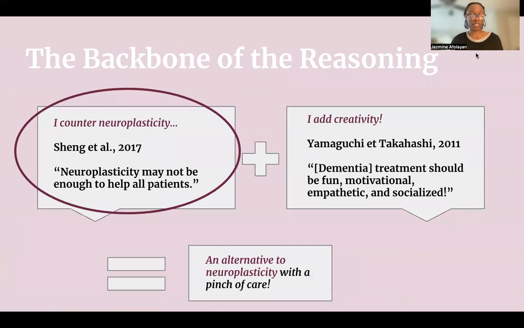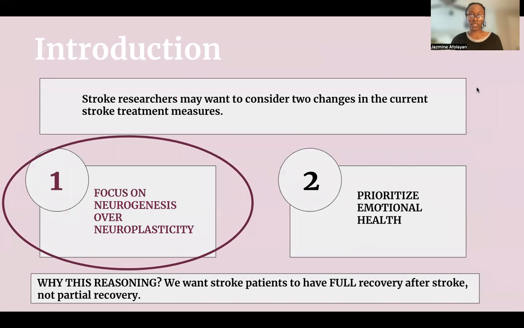And so this is the backbone of my reasoning, and we're going to focus more on this point since it's the more complex point, and also it's more based on my own reasoning. So I'm countering neuroplasticity from this evidence specifically. Neuroplasticity might not actually benefit all patients post-stroke, depending on their circumstances. So now we're going to try to find an alternative to neuroplasticity. And so I want stroke researchers to consider two changes in the current stroke treatment measures, but we'll focus on this first one: focus on neurogenesis over neuroplasticity.